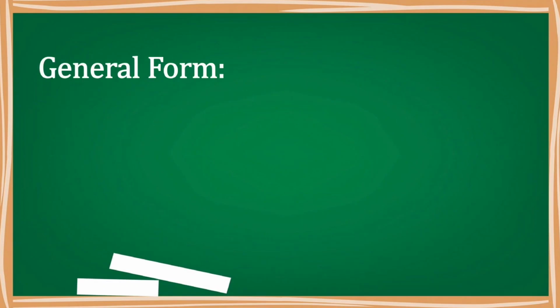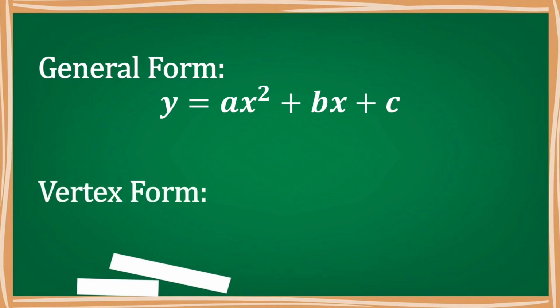The general form of a quadratic function is y is equal to ax squared plus bx plus c. So based on our definition earlier, a, b, and c are real numbers and a is not equal to 0. The vertex form naman of a quadratic function is y is equal to a times the quantity of x minus h squared plus k, wherein h and k is the vertex of the parabola.